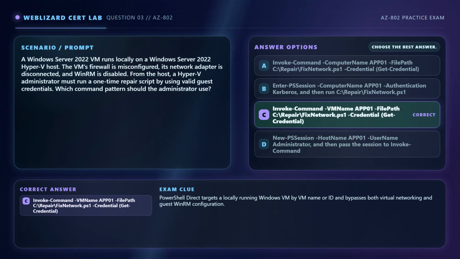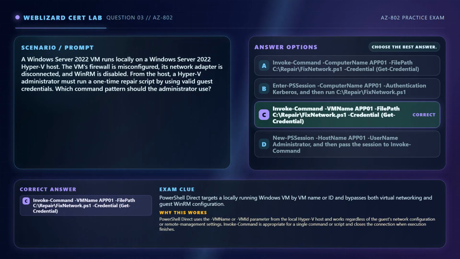The correct answer is C. Invoke-Command -VMName app01 -FilePath C:\repair\fixnetwork.ps1 -Credential (Get-Credential). PowerShell Direct uses the -VMName or -VMID parameter from the local Hyper-V host and works regardless of the guest's network configuration or remote management settings. Invoke-Command is appropriate for a single command or script and closes the connection when execution finishes. PowerShell Direct targets a locally running Windows VM by VM name or ID and bypasses both virtual networking and guest WinRM configuration.